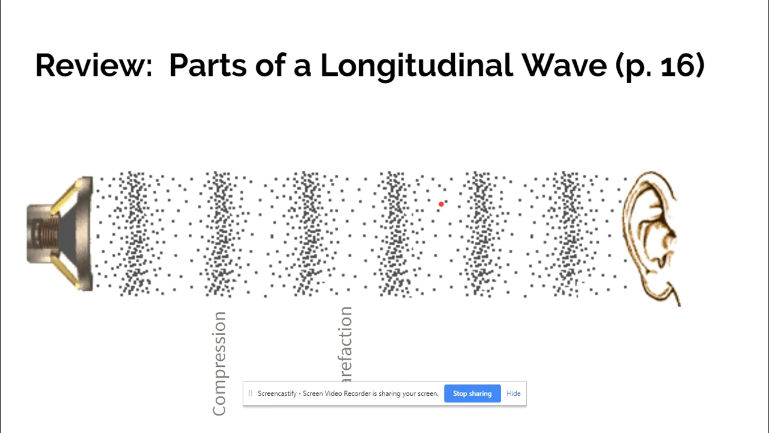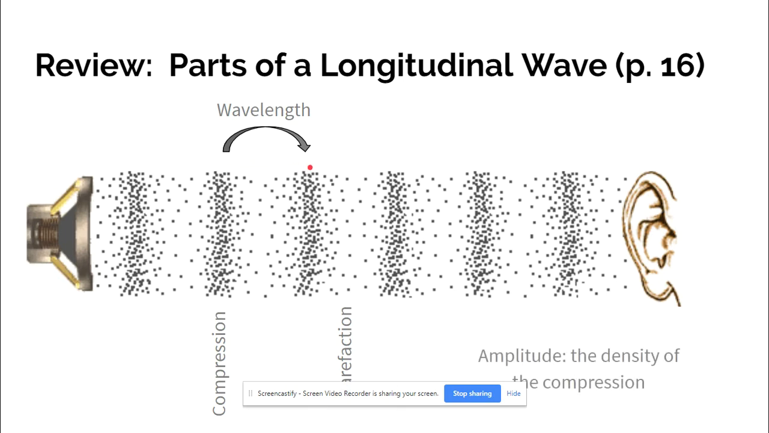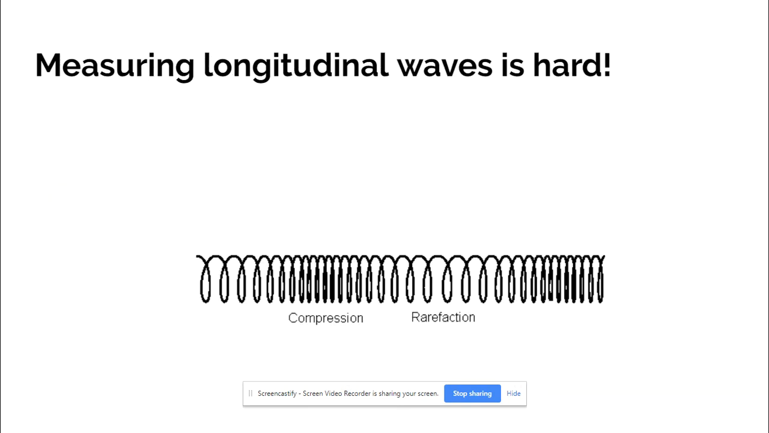Now, if I was measuring the wavelength, I would measure from one compression to the next. And amplitude's a little funny. To measure amplitude, I'd have to measure the density of the compression, or how strong the compression is. Which leads to a bit of a problem. Measuring longitudinal waves is hard.